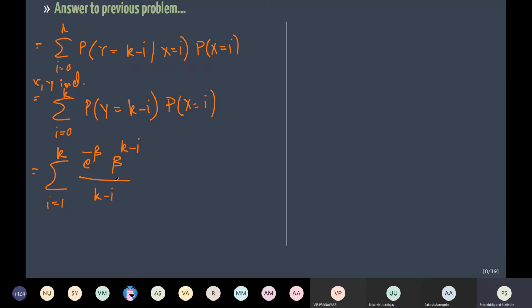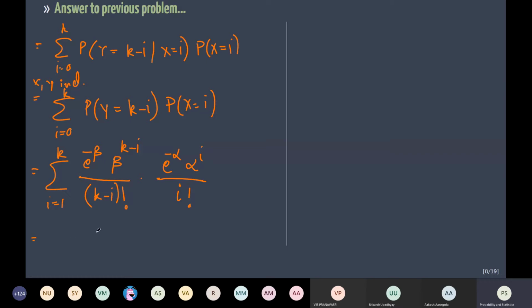You have to memorize these distributions for exams. We will not tell you in the exam, so you have to know all these distributions and what their form is. And then we have e to the minus alpha, since this X was with alpha, alpha to the i divided by i factorial.